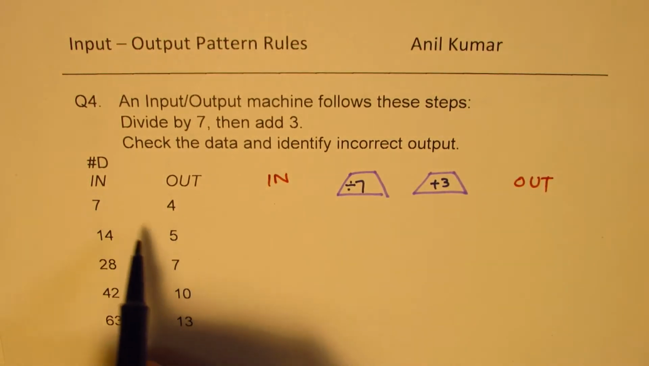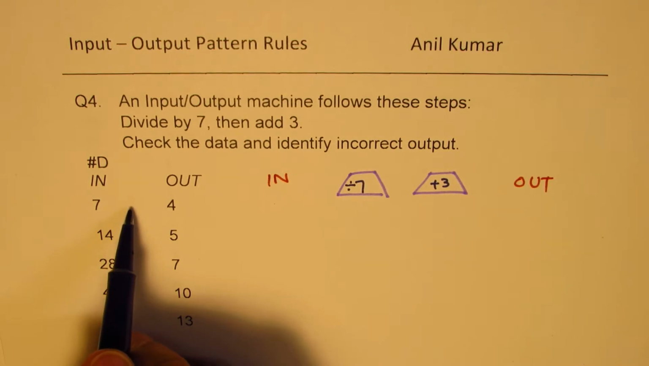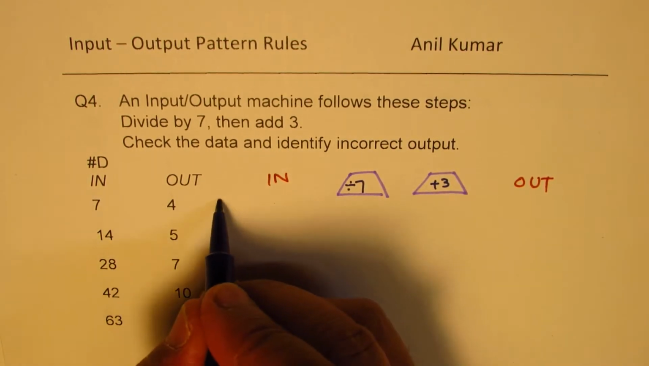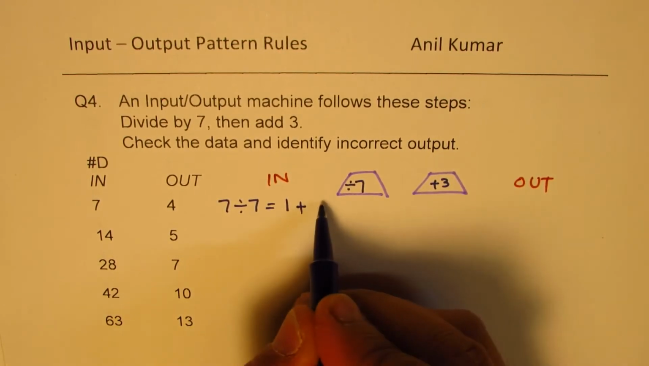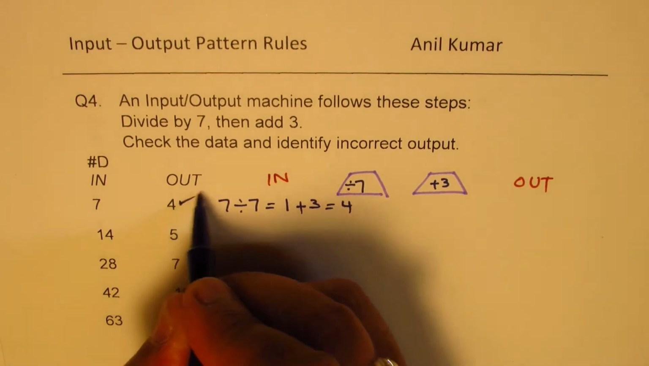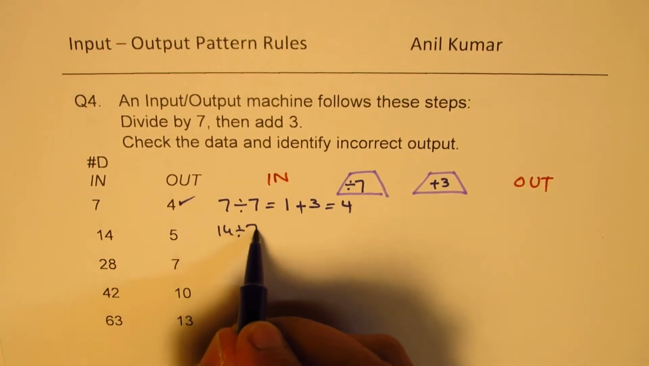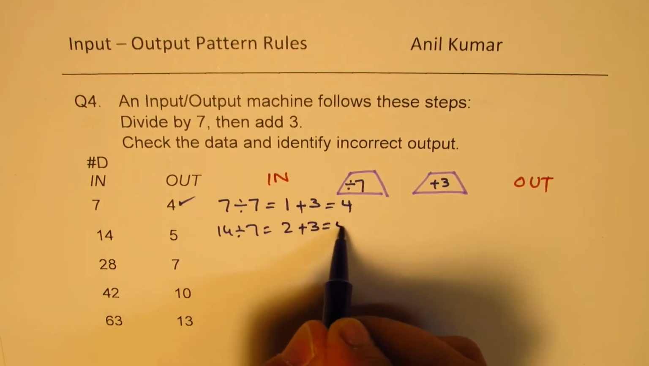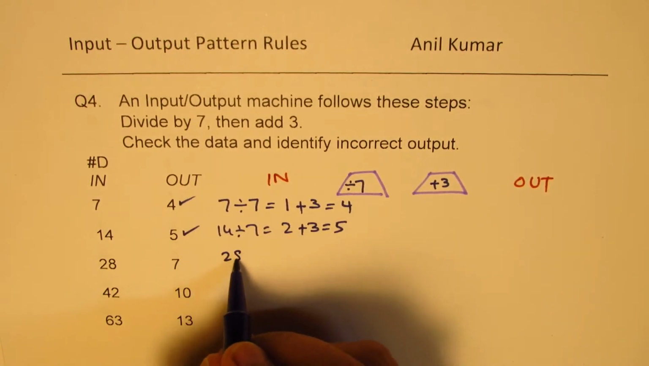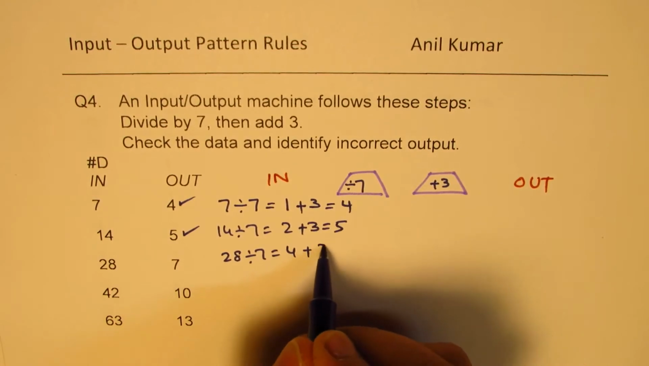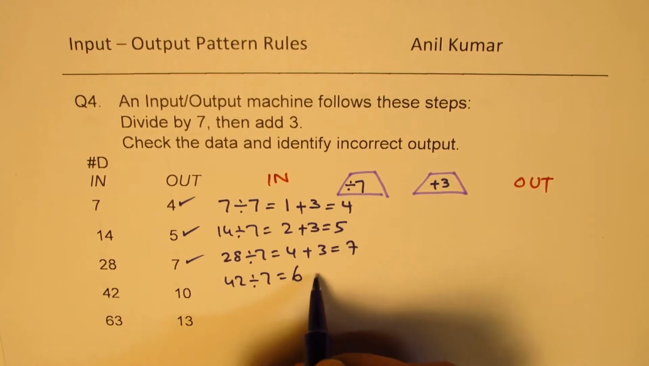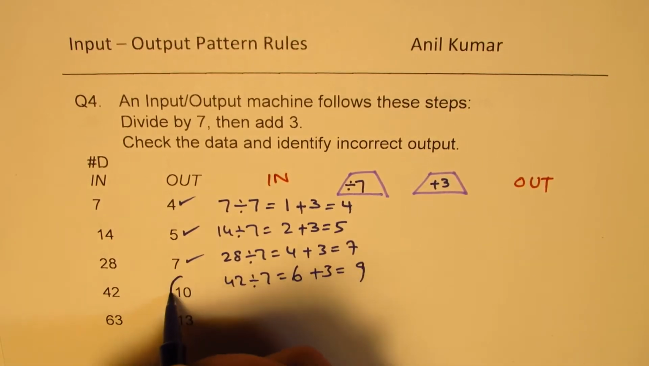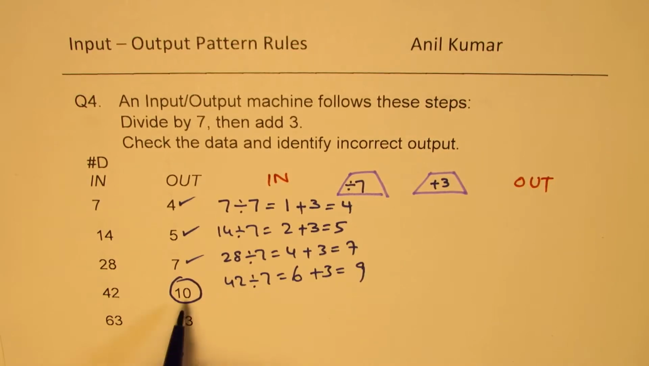So 7 divided by 7 is 1 and 1 plus 3 is 4. So this is correct. For 14 divided by 7 is 2, and when you add 3, we do get 5, correct. 28 divided by 7 is 4, but when you add 3, you get 7, that is correct. 42 divided by 7 is 6, plus 3 is 9, so this is not correct. It should have been 9.